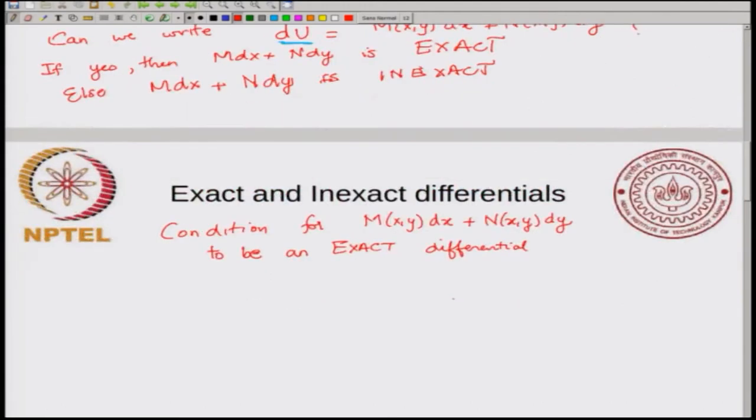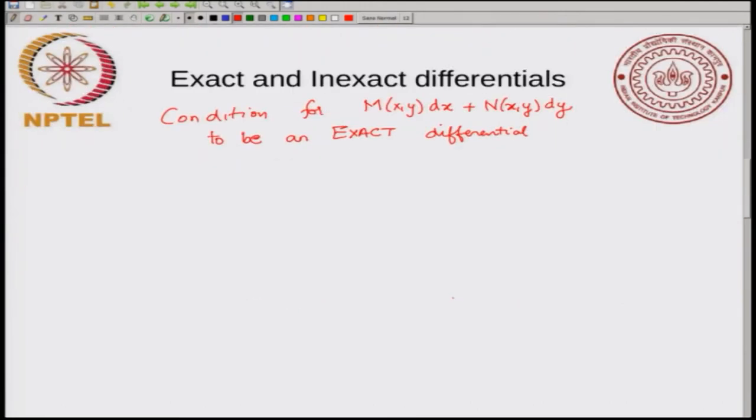So, what is the condition? I will write the condition, and then it will become clear why that is the condition. The condition is: the partial derivative of M(x,y) with respect to y, where you keep x fixed, should be equal to the partial derivative of N(x,y) with respect to x.